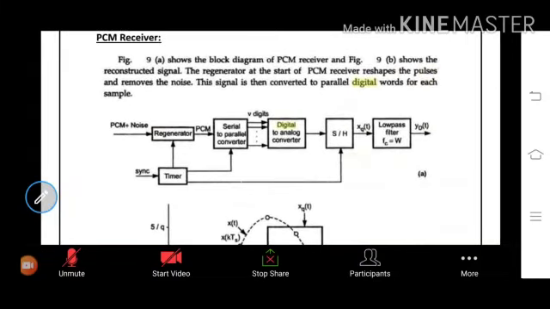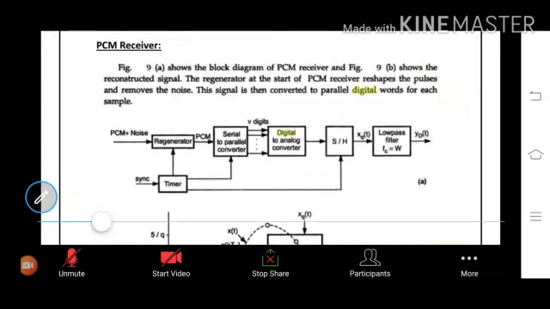Next, we look at the receiver of the PCM. Previously we covered the PCM transmitter and transmission bandwidth. You can observe that the receiver block diagram is quite the opposite of the PCM transmitter. The PCM transmitter uses a low pass filter at the input stage; here a reconstruction filter is used, with the output stage connected to the low pass filter. It also uses a serial to parallel converter at the input.